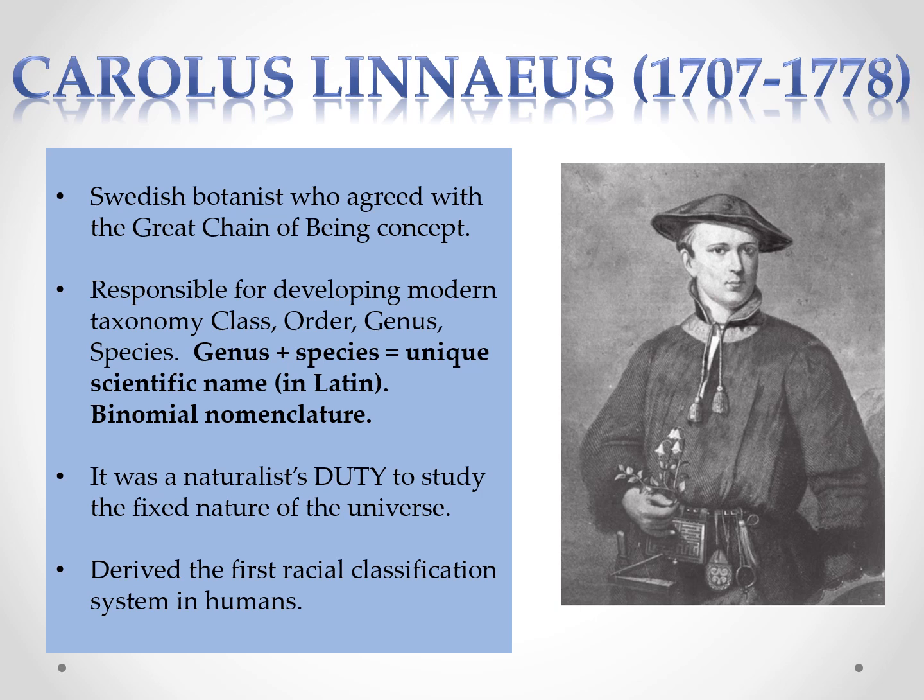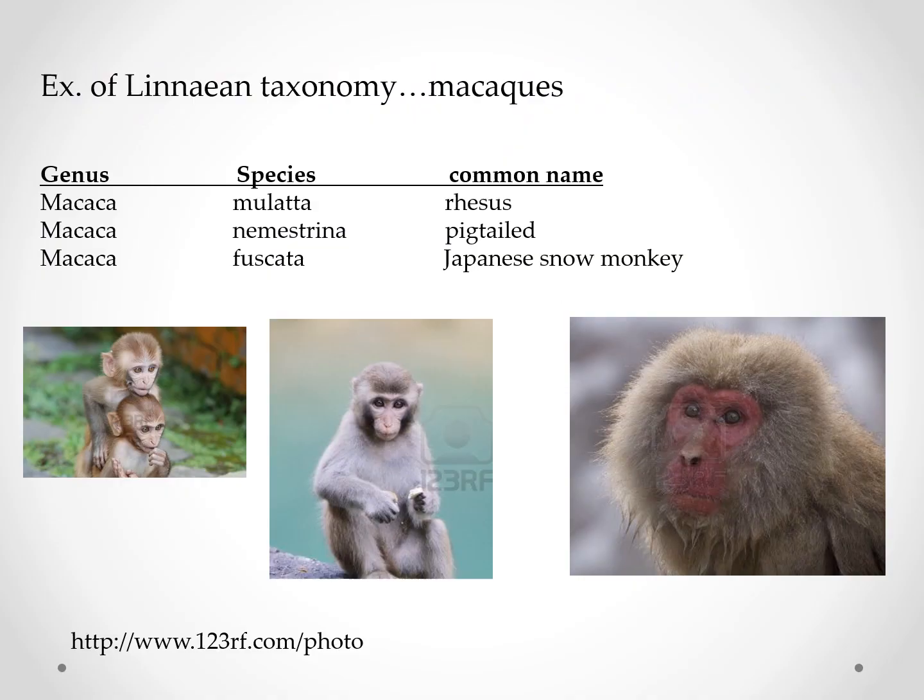So Carolus Linnaeus created the taxonomic system that we use today, but he created it because he believed that all species were static and never change, right? So we still use his taxonomic system, but have abandoned this notion that species are incapable of change.